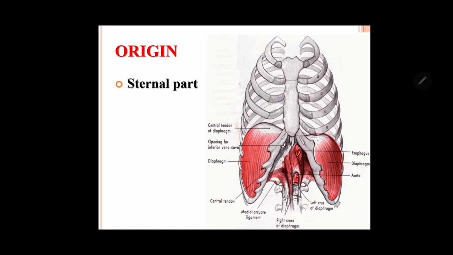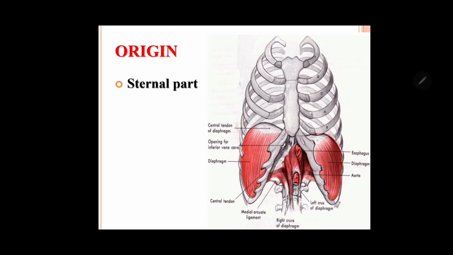Remaining fibers are coming from these ribs, and there is contribution from the lumbar vertebrae in the form of left crus and right crus. So it takes origin from the sternum, ribs, and lumbar vertebrae. And if you see here, the right crus takes origin from L1, L2, L3, whereas left from the L1 and L2 vertebra. And both the crura join and form the median arcuate ligament in front of the aortic opening.